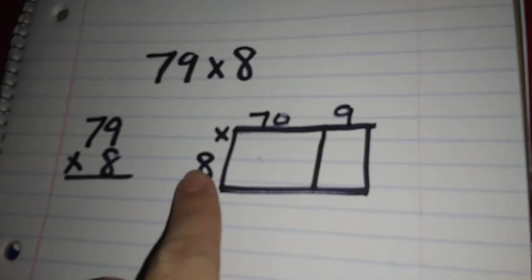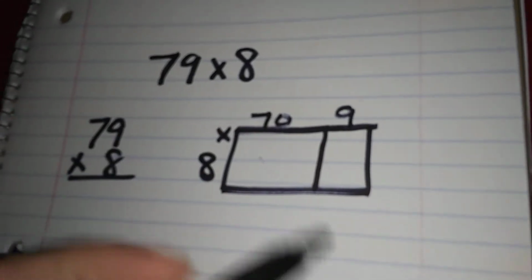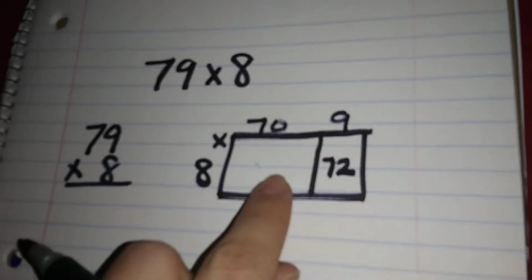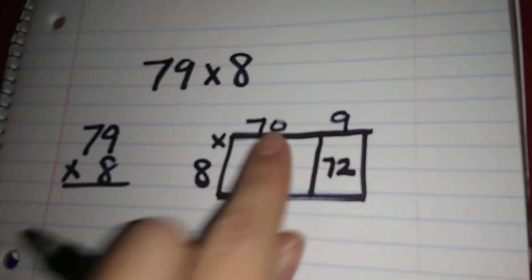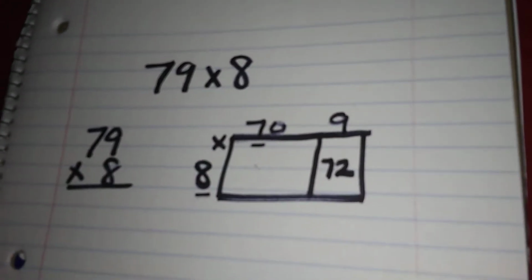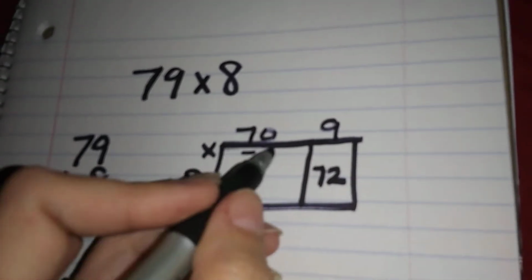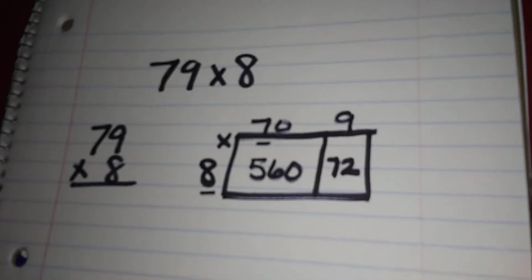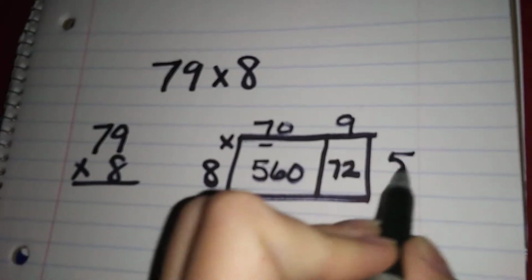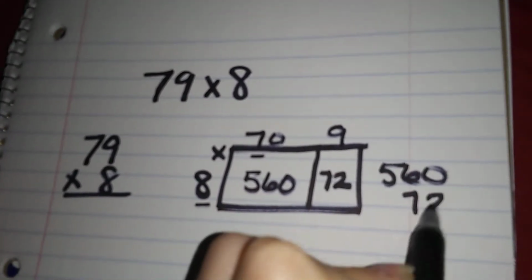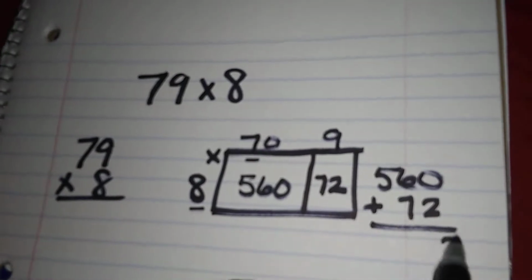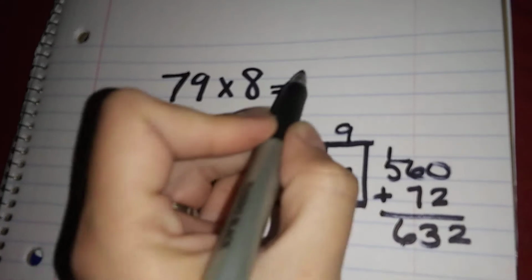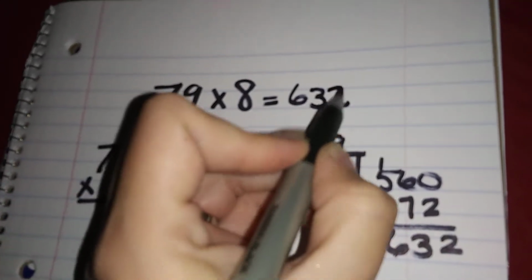If I start with the smaller fact, which we do first here, 8 times 9, we know that 8 times 9 is 72. Then when we do the next digit, if I know 8 times 7 is 56, I know 8 times 70 would have a 0 in it, so it's 560. The last step is to go ahead and add these partial products. So the answer to this multiplication problem is 632.